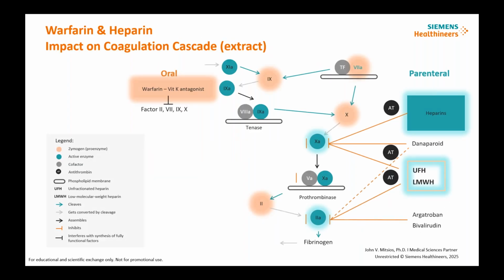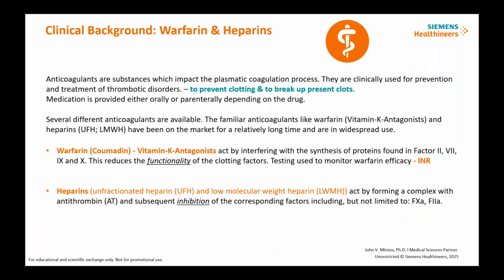DOACs. When we look at heparin and warfarin specifically, warfarin targets your vitamin K dependent factors such as factors 2, 7, 9, and 10. Heparin targets your factor 10 and factor 2, depending on the type of heparin being used. So we have two versions, unfractionated and, of course, low molecular weight heparin. And we have direct inhibitors like edoxaban and bivalirudin that also target factor 10 or factor 2.